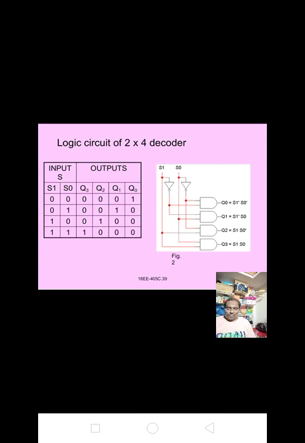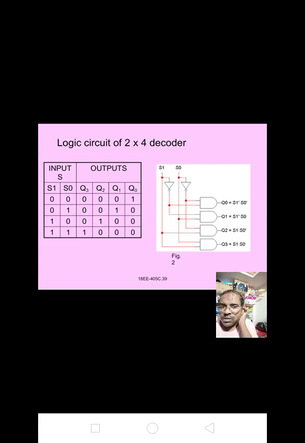Once again I am repeating, inputs for the 2 into 4 decoder. Also draw the logic symbol for the decoder. Decoder in between, 2 into 4, inputs are S1, S0, outputs are Q0, Q1, Q2 and Q3. These are the three important things. Here we want to know the input variables, that is S1, S0. So the inputs are 2 power 2, that is 4 inputs.